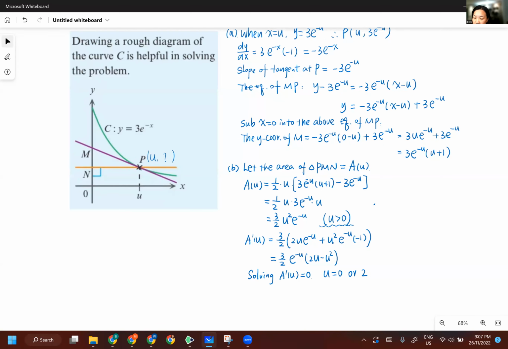Now, you must realize this thing is non-zero, so you don't have to consider whether it can be 0. The exponential can never be 0. So these two. Now I will reject u equals 0 because it cannot be achieved.